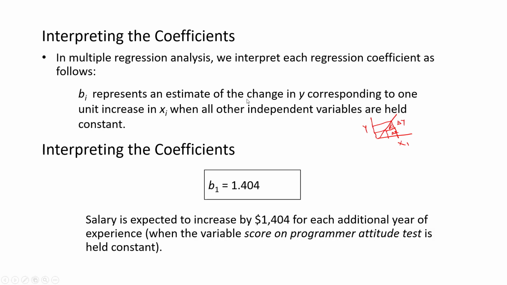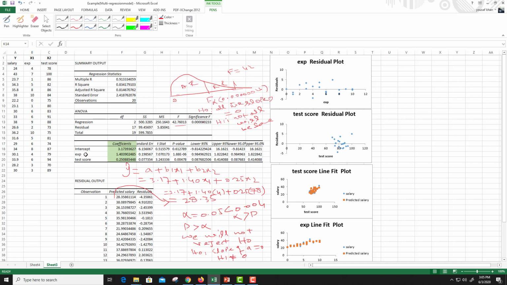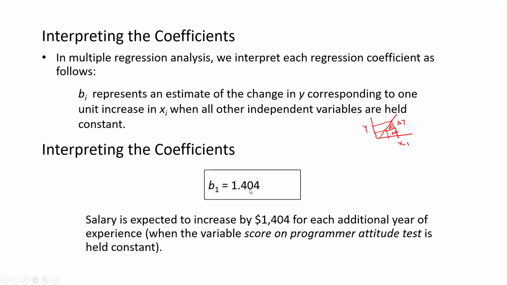Beta 1 represents an estimate of the change in y. So this represents the change in y corresponding to a 1 unit increase, so when x increases from this to this, that is the change in x. For this, there will be a change in y, and this is the change when all other independent variables are held constant. Furthermore, in order to interpret this, we have already calculated beta 1, which is 1.404 for experience in this case.